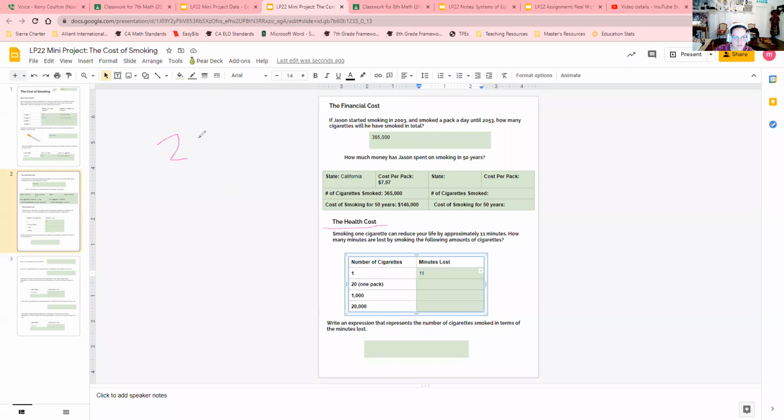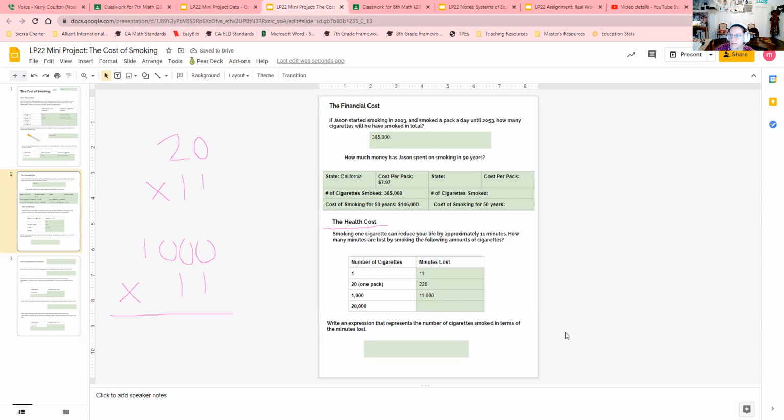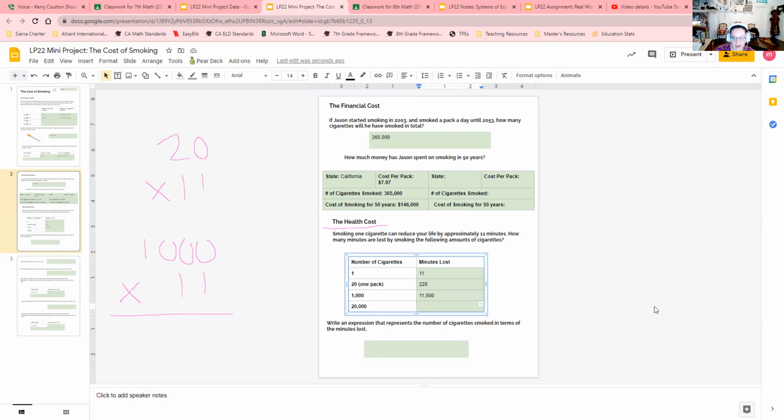that's going to be 20 times 11, which is going to be 220 minutes. Okay, 1,000 cigarettes, 1,000 times the 11 minutes is going to be 11,000 minutes. So in 1,000 cigarettes, that is 11,000 minutes lost. Okay, you are going to figure out how many minutes are lost for 20,000 cigarettes. Take a quick moment, pause the video if you need to figure that out.